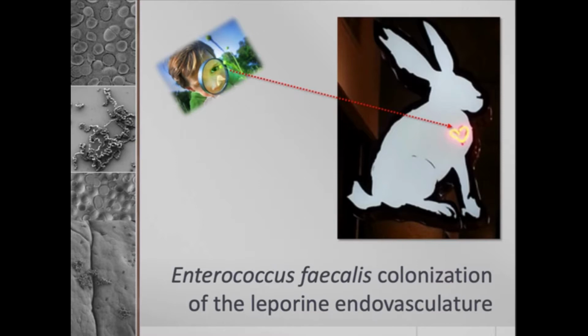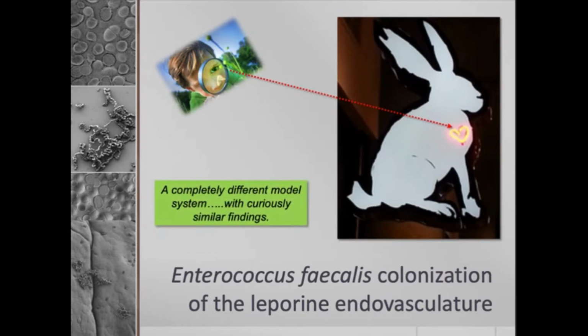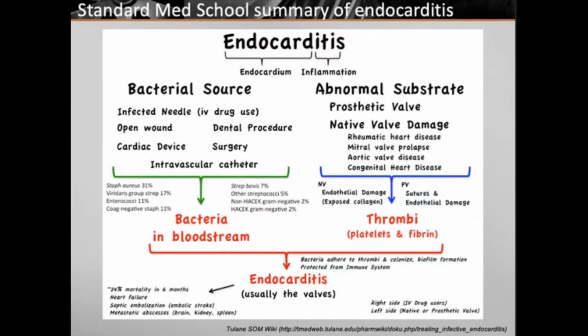second large system, which is looking at an endocarditis model, again with Enterococcus faecalis, trying to sort out what's going on there. So, a completely different model system, looking at a different organ, and the results are somewhat similar, which is interesting. This is your standard med school summary for endocarditis. Endocarditis has to do with the endocardium. It's inflammation. You have some bacteria. You have an abnormal substrate. You have bacteria in the bloodstream. You get thrombi. Boom, endocarditis.